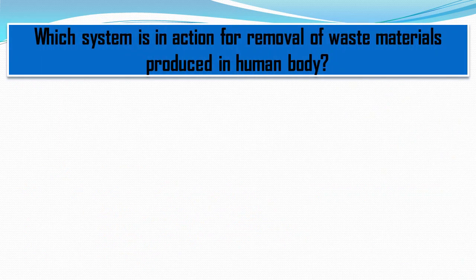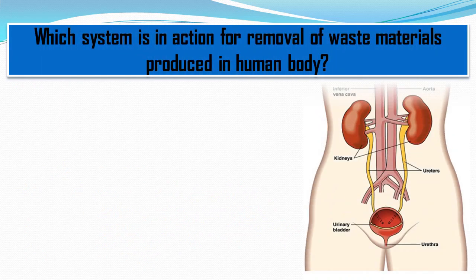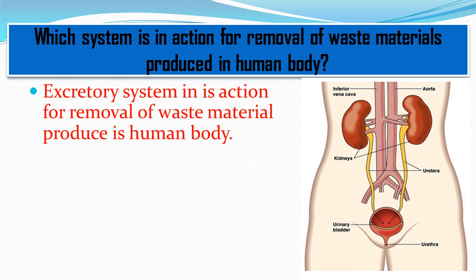Alright, which system is in action for removal of waste material produced in our body? This is the excretory system, in which you can observe the kidneys, ureters, urinary bladder, and urethra. The excretory system is in action for removal of waste material produced in our body. The kidney plays a very important role in the filtration of the blood. Our blood contains harmful substances, so the kidney will filter the blood, and whatever harmful substances are there will be removed from our body with the help of the excretory system, which includes the ureters, urinary bladder, and urethra.